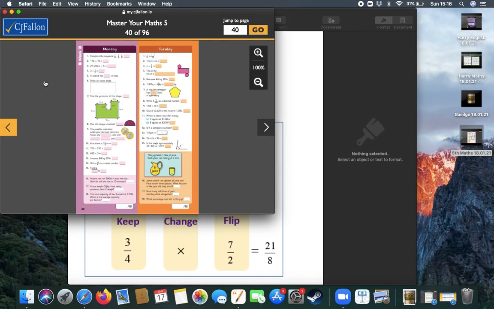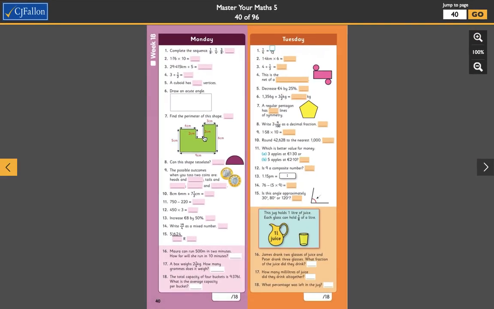Coming down to the next one, you have to say a cuboid has how many vertices. So 2D shapes have sides, corners. So the vertices is the corners of a 3D shape. So if you have any box in front of you, or any type of box, cube, anything like that, count how many corners it has, and that's your answer.